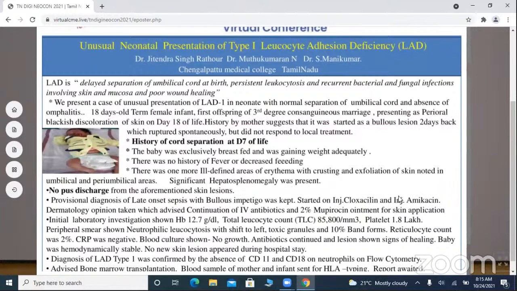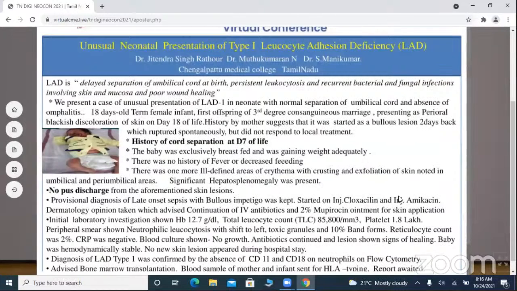Okay. We present a case of unusual LAD in neonates with normal separation of umbilical cord and absence of omphalitis. This baby was an 18-day-old term female infant, first baby of a third degree consanguineous marriage. She came with perioral blackish discoloration of skin on day 18 of life.